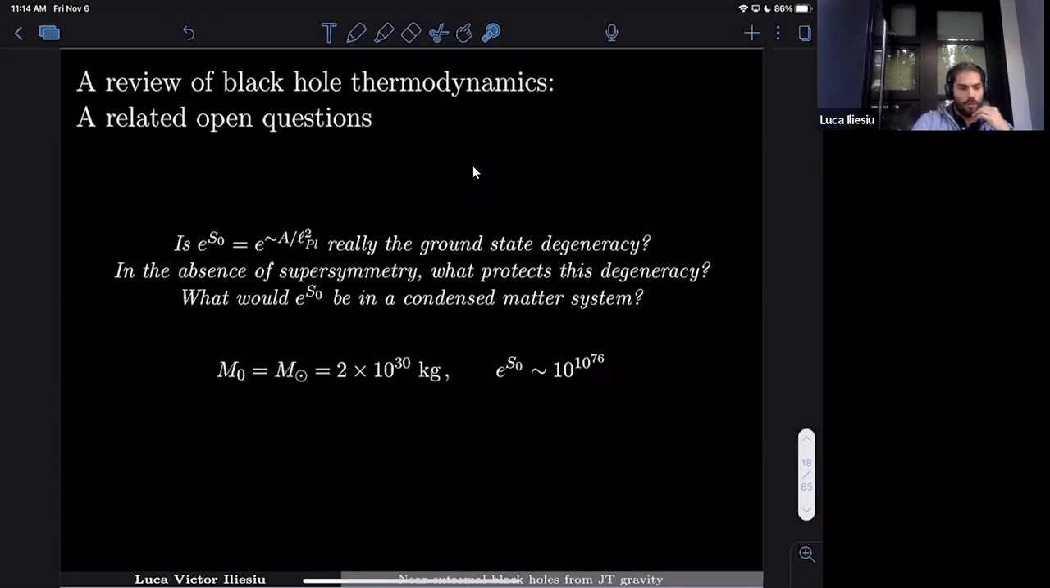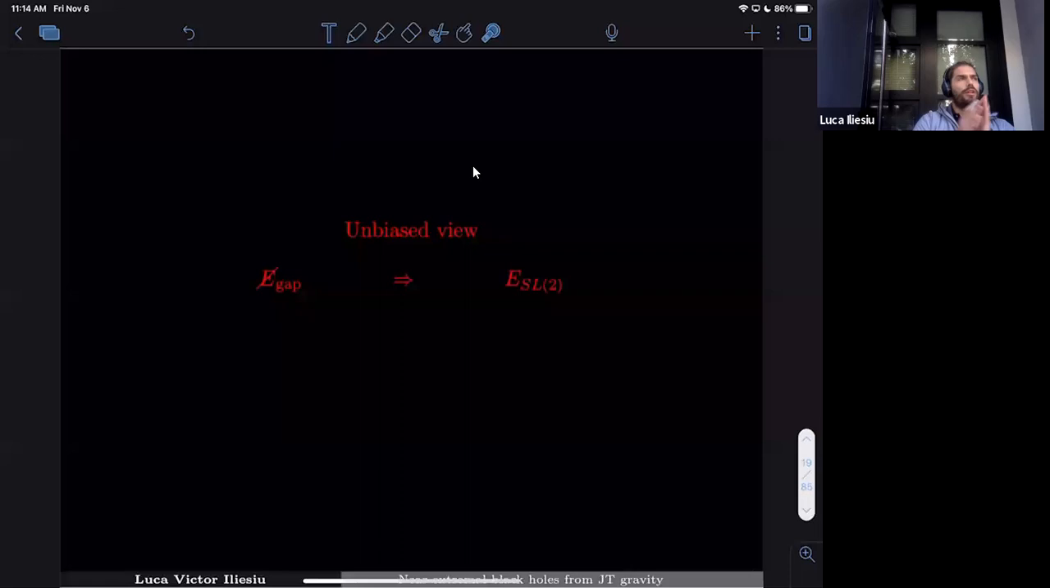So in this talk, I'll try to explain what happens to this degeneracy and what happens to this gap scale. Is there really a gap in the density of states of the black hole or not? So instead of calling the scale that people found in thermodynamics, the scale at which the thermodynamics of black holes starts failing, E gap, I'll call it E_SL2, just to take an unbiased view and not confuse you that E gap is actually associated with a gap in the spectrum.